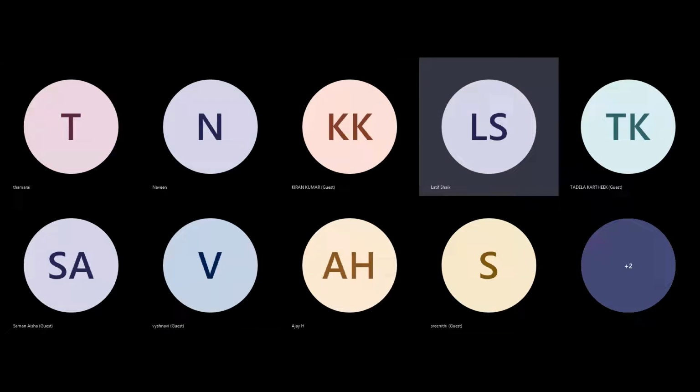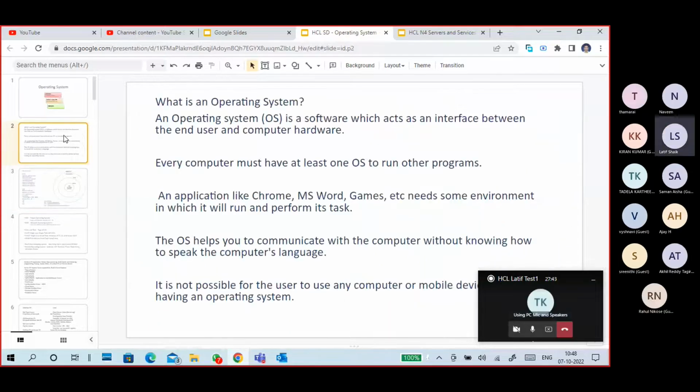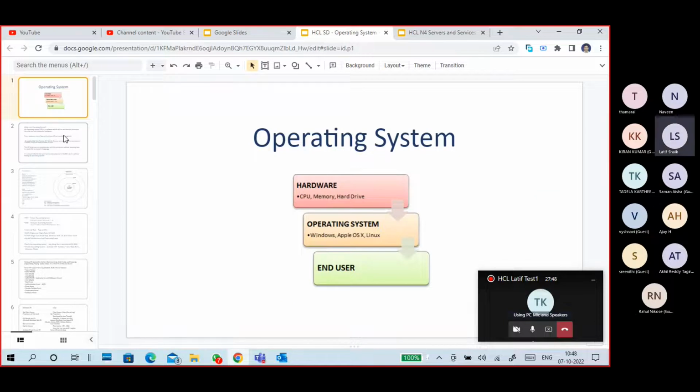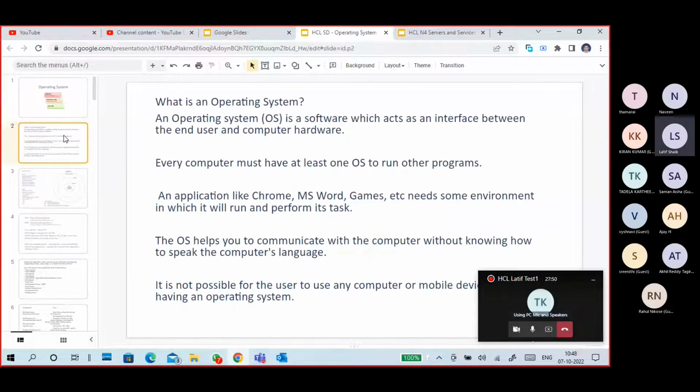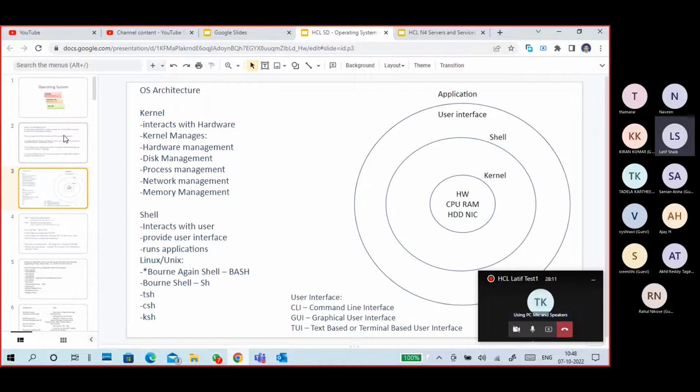In operating system, we discussed what an operating system is. An operating system interacts with your hardware and provides an interface to the user. If you want to run any application, give some instruction, or do a certain task, we do it on the operating system only. The operating system kernel part interacts with your hardware and provides a user interface.